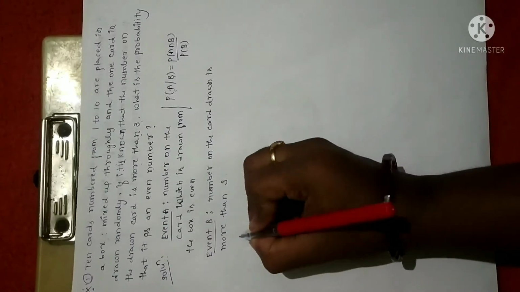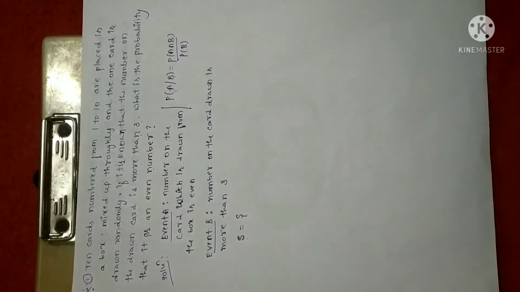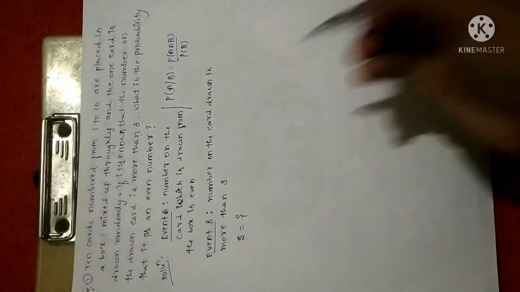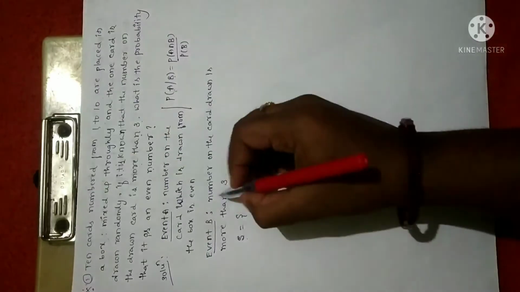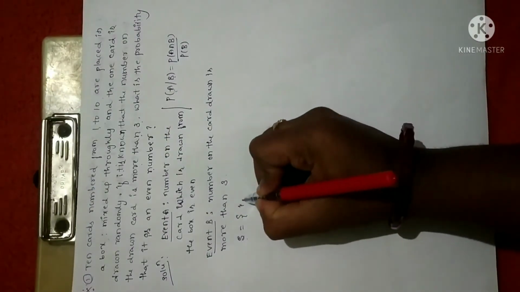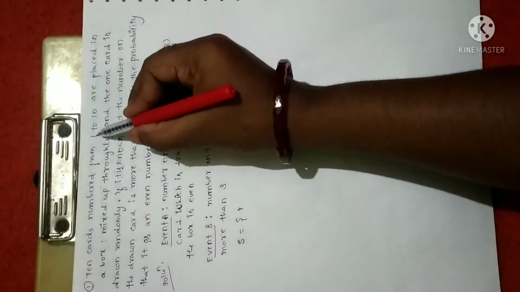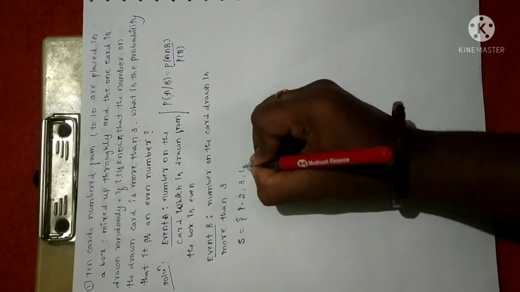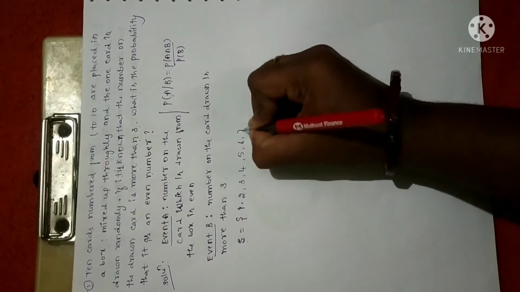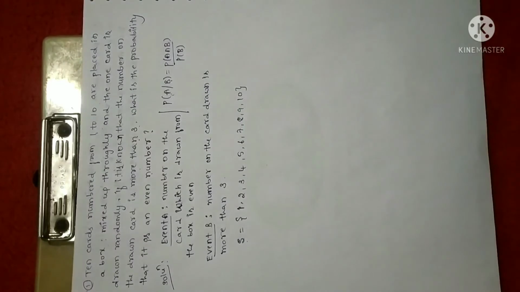Now let me write the sample space. The sample space is denoted by S. Sample space means all the possible outcomes. Here the cards are numbered from 1 to 10, so the card number will be between 1 and 10. The sample space consists of all the outcomes from 1 to 10.